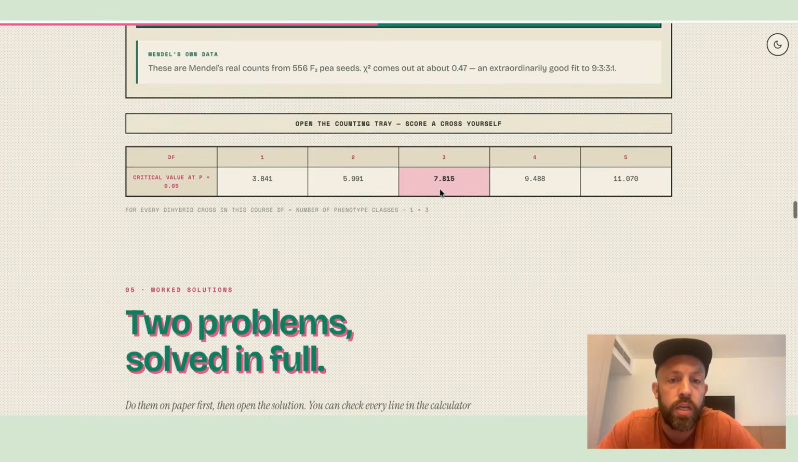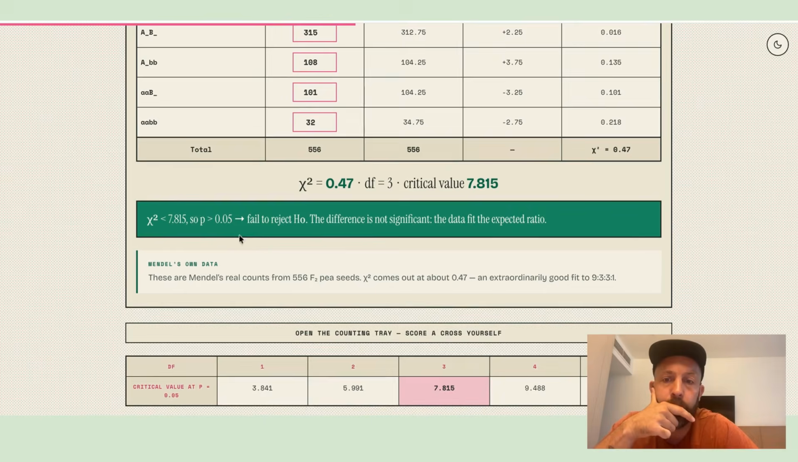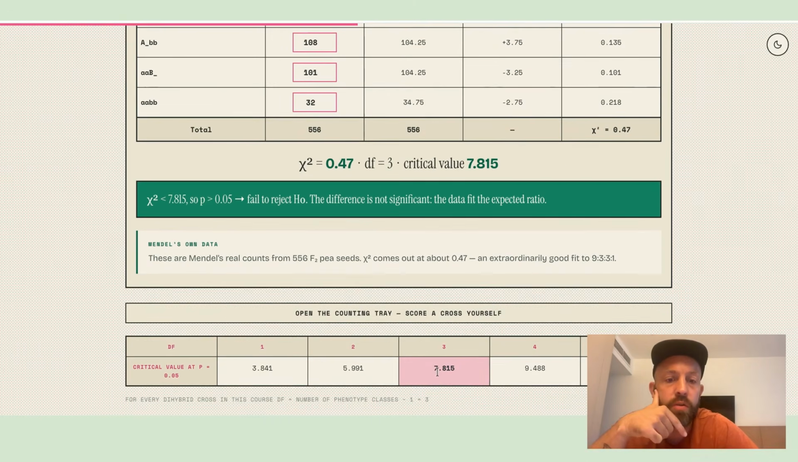Degrees of freedom is 3. How do I know that? Well, there's 4 possible outcomes, and that means that we do the number of possible outcomes minus 1. So here's our total, 0.47. Now it says here, we look at our critical value, 7.815. What does that mean then?